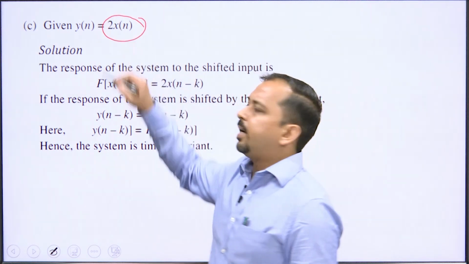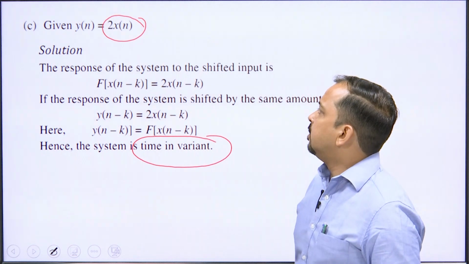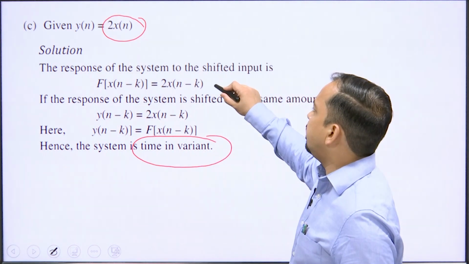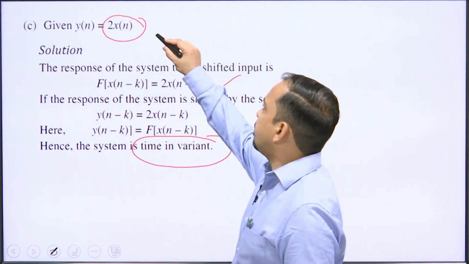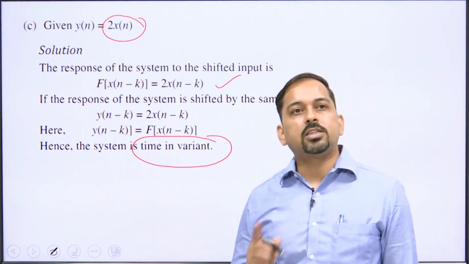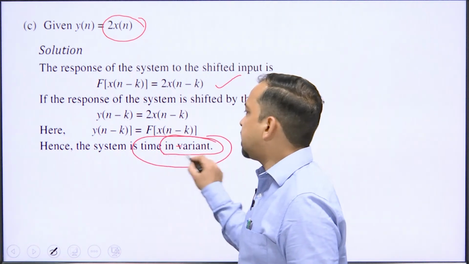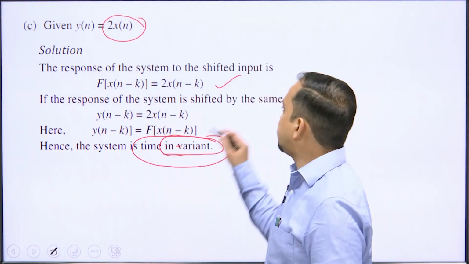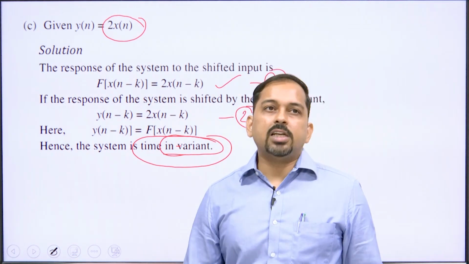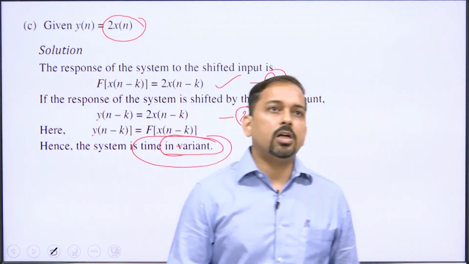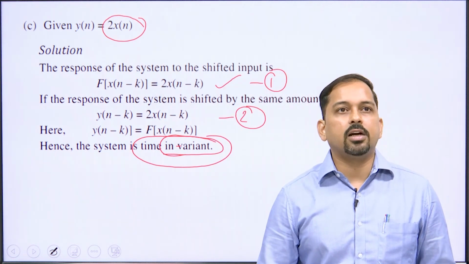The third case is quite easy. The system is basically 2 times x[n minus k] here, and for the second equation, first of all we provide a delay, x[n minus k], and then we apply the system. So this system is time invariant, because both equation number 1 and equation number 2 are the same. Likewise we will check the time invariance of the system, which will definitely help in understanding LTI systems.